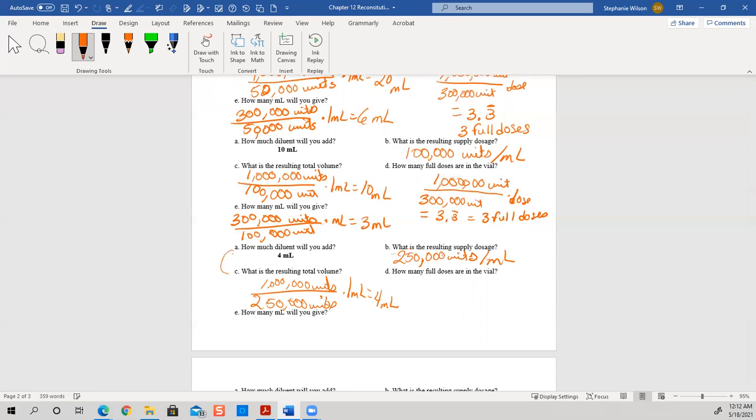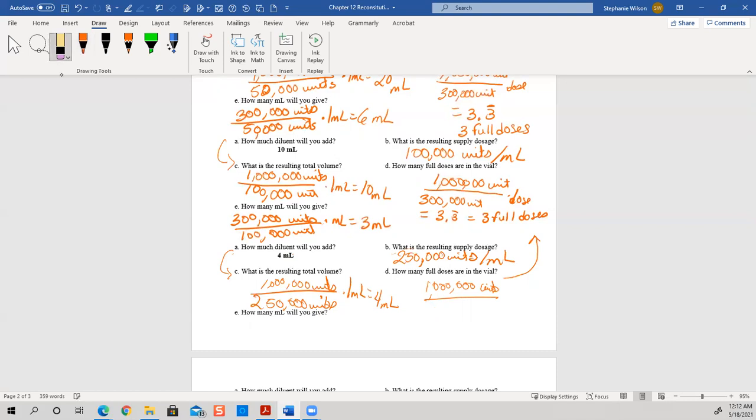Look, A is the same as C. So if we do our math right, we're going to come out with what we diluted with. So how many full doses are there? This should be the same as the other D's, as long as your math is correct. So what are we going to do? We're going to take our total volume and divide that by our order.